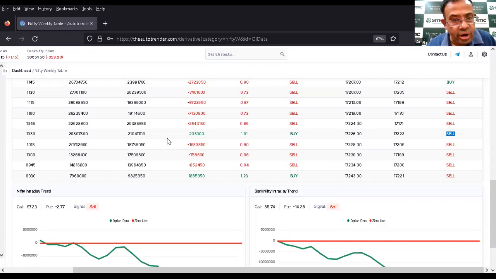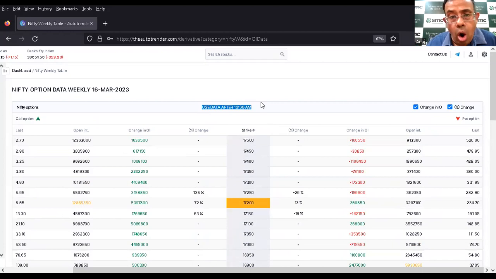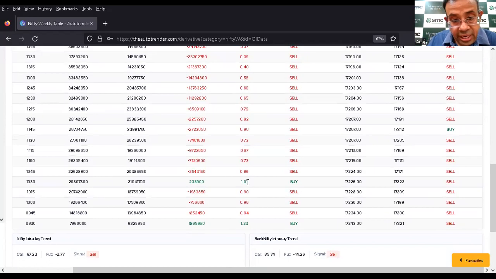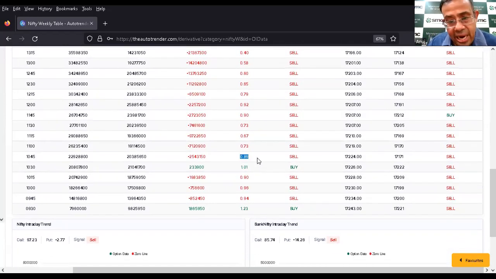So by the time 10:45 came in, it was 0.89. And to make sure that you do not attempt to trade before 10:30, we have given an advisory to use this data after 10:30. So at 10:30, it is 1.01. At 10:45, it is 0.89. Then at 11:15, it is 0.73.